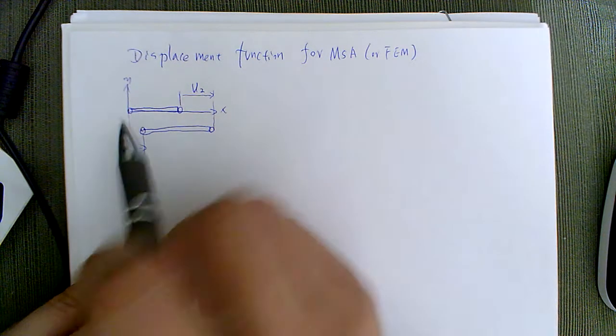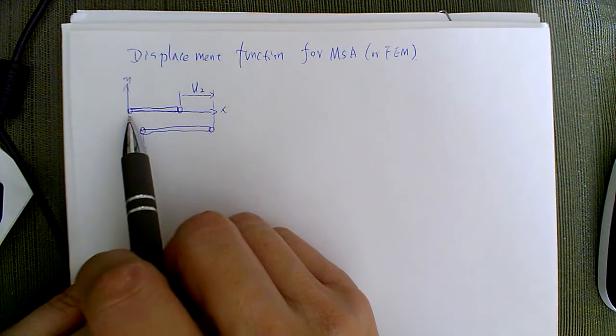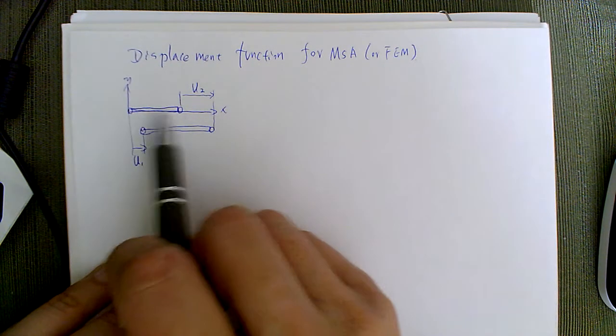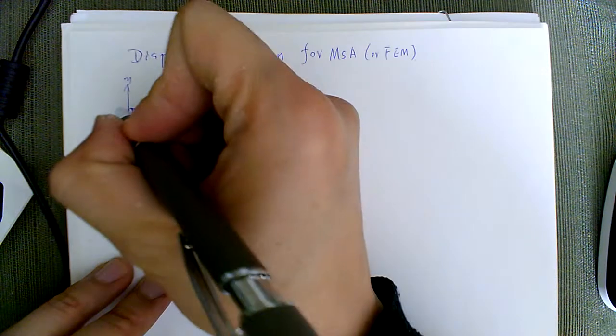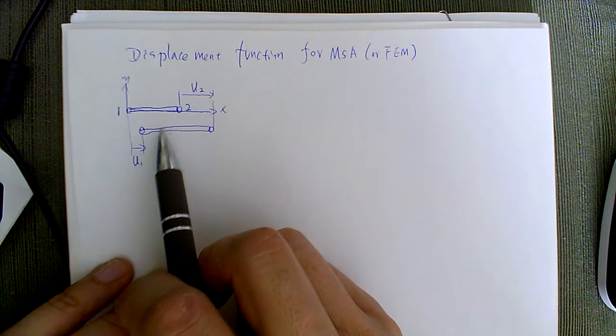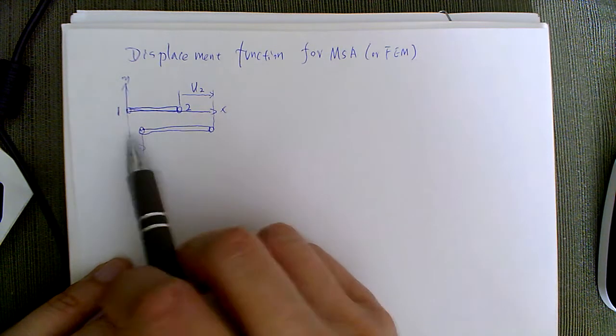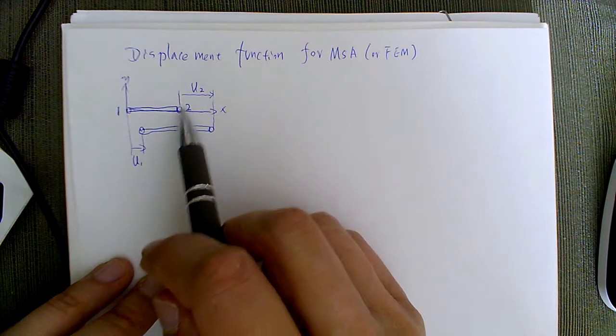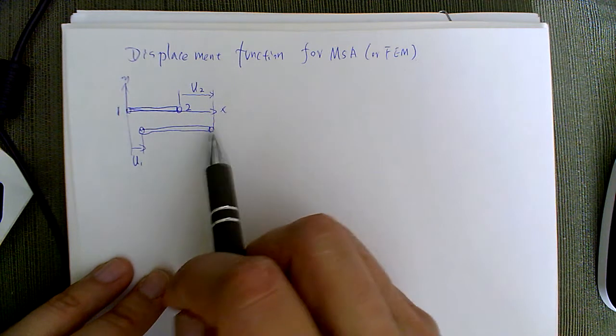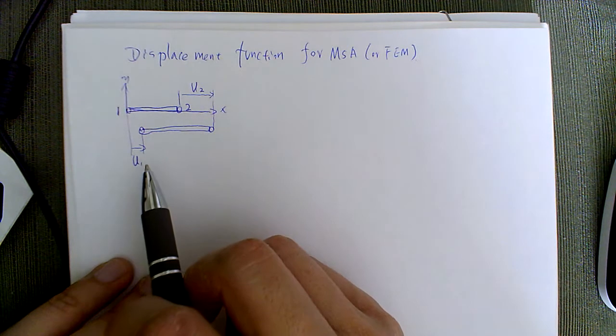So let's look at this bar element. It's undeformed, in its coordinates. You have node number 1, node number 2, and it's axial, right? So basically node 1 can move u1, whatever. Node 2 can move u2, whatever. They're independent. They can do whatever they want.